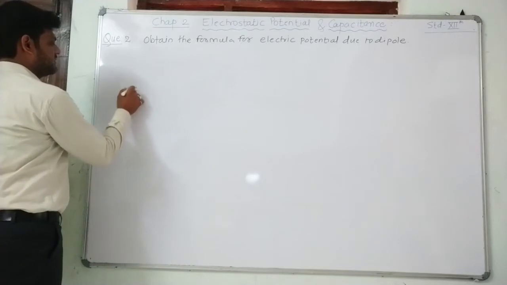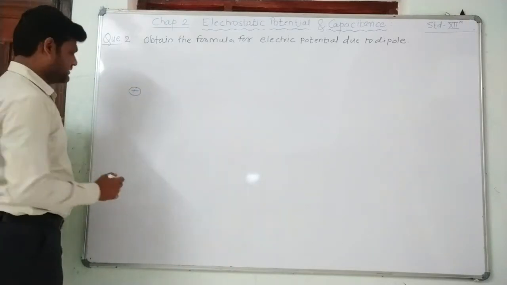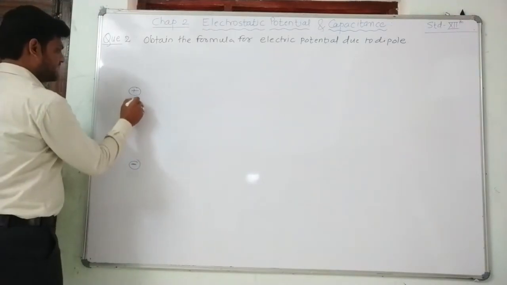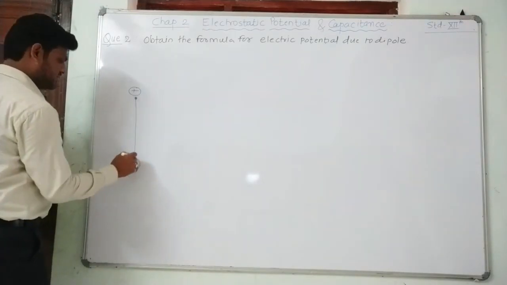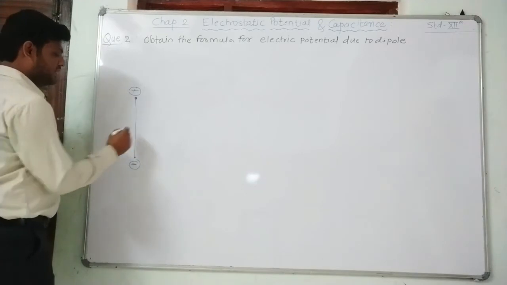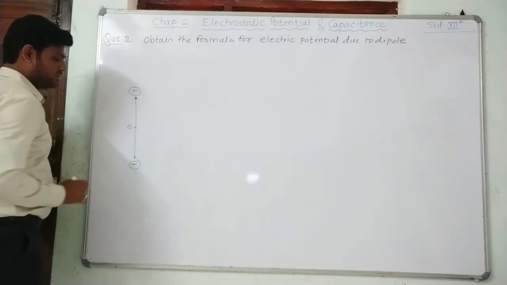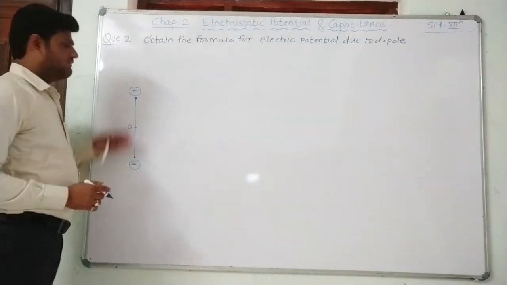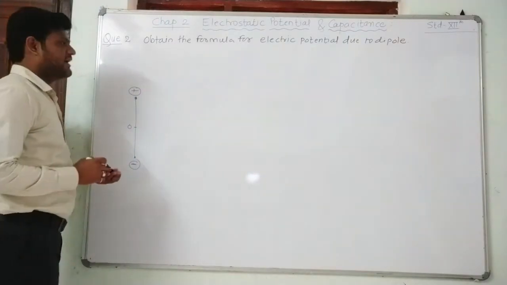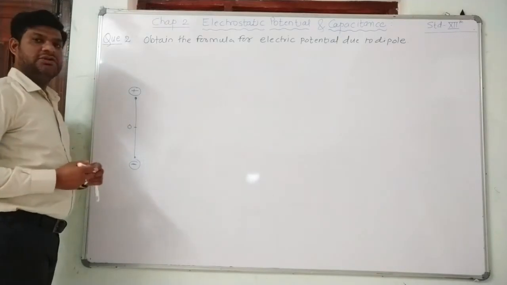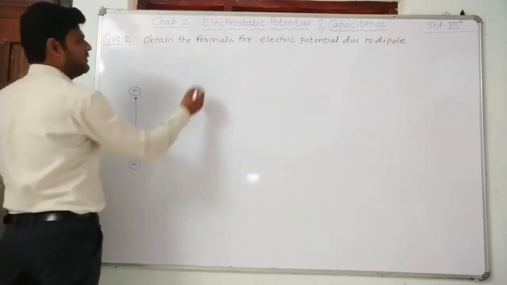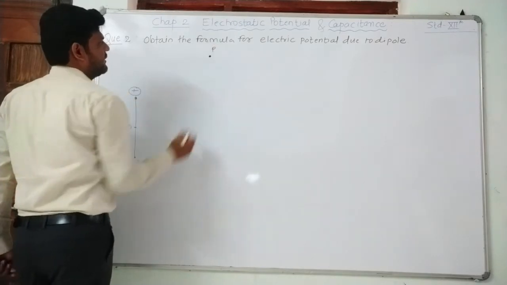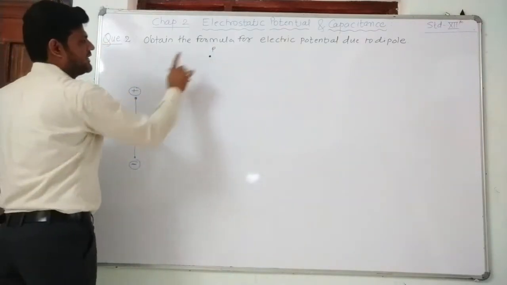Suppose this is a positive charge, this is a negative charge, and they are separated by some distance, that is 2a. This is the center of the dipole. So this is the dipole, kept vertical, and we are interested to find the potential at point P. Suppose anywhere, this is the point P, and we are interested to calculate the potential at point P.